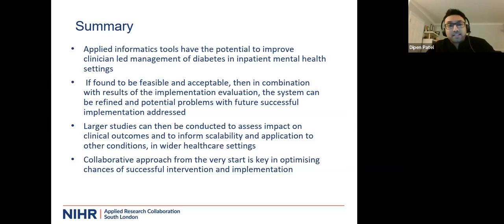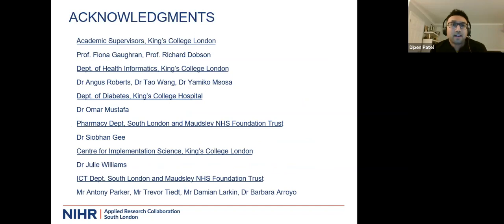And as I said, a collaborative approach really is key right from the very start in order to optimize the chances of success of an applied informatics tool. So I appreciate it's 10 minutes, it's a very short amount of time to get through, but that just gives you an overview of our journey. And also just quickly to acknowledge that there is a huge team involved. I'm just one of those research members. So thank you to everyone else who's listed there. And that's the funders.